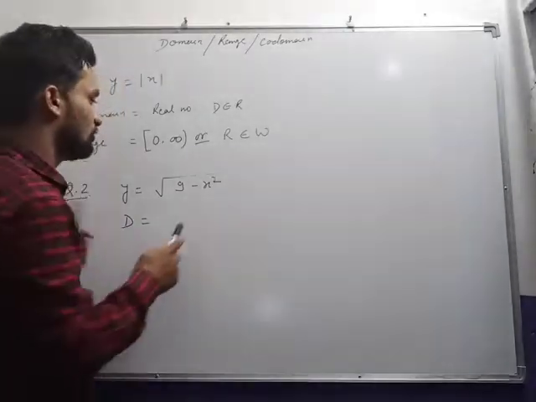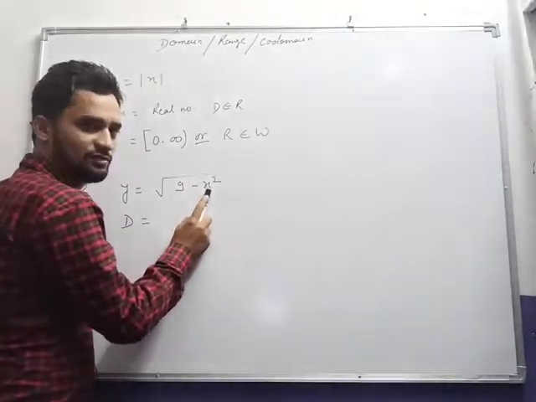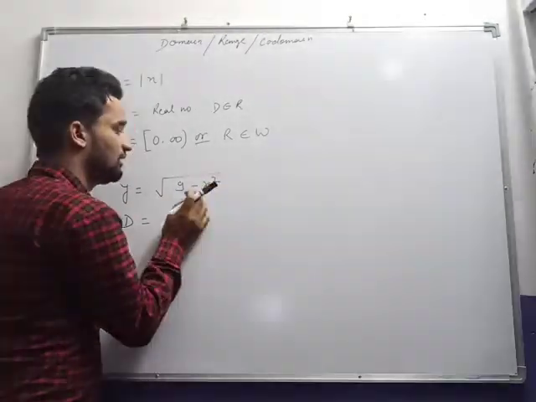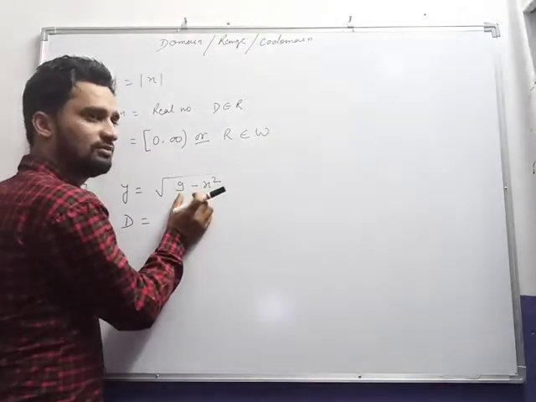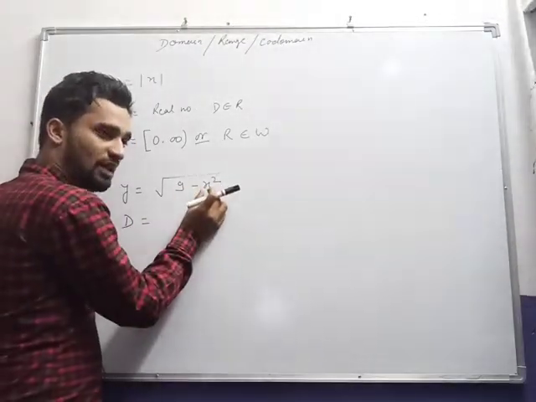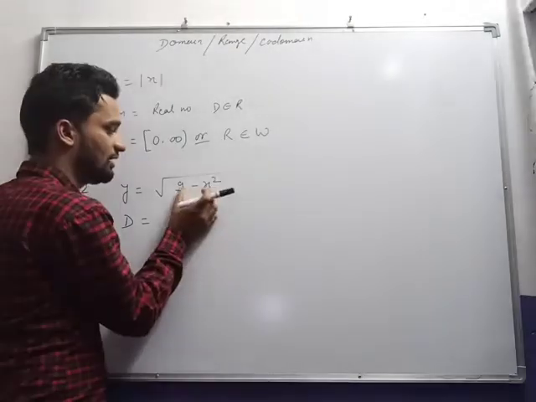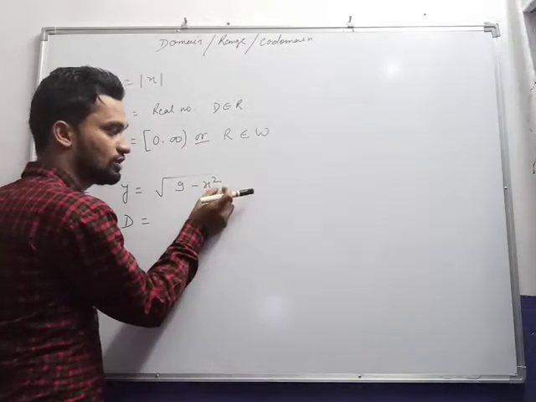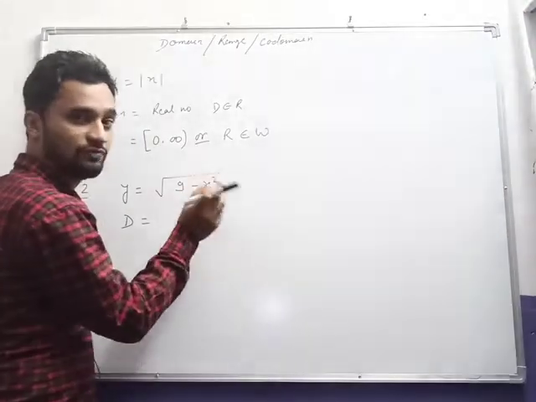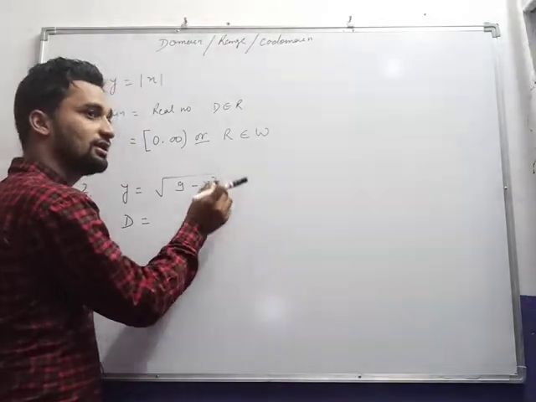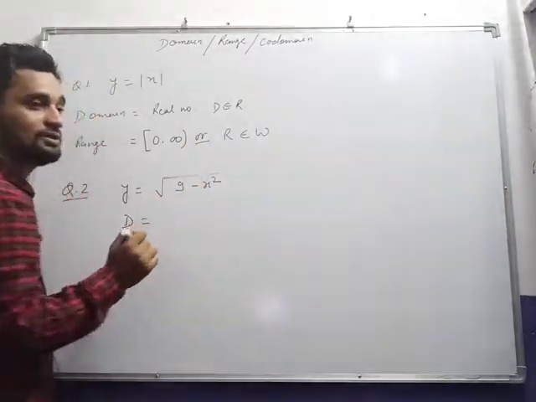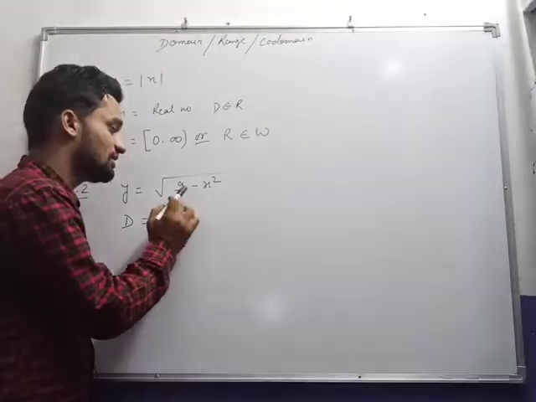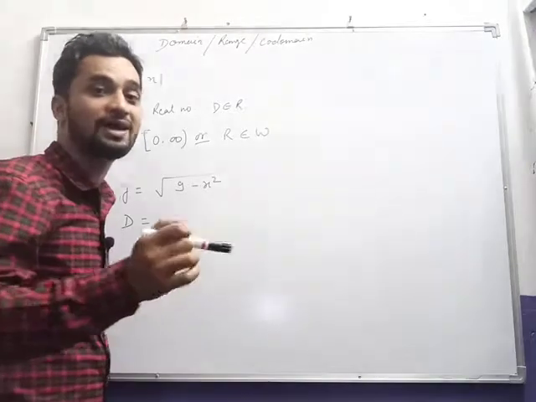So here you see, suppose we start with 0. If we put 0 here, 0 square is 0, and root 9 is positive. If we put -1, the square is +1, and 9 - 1 is 8, positive. If we put -2, the square is 4, and 9 - 4 is 5. If we put -3, the square is +9, and 9 - 9 is 0. But if we put -4, that will be +16, and 9 - 16 will be -7.